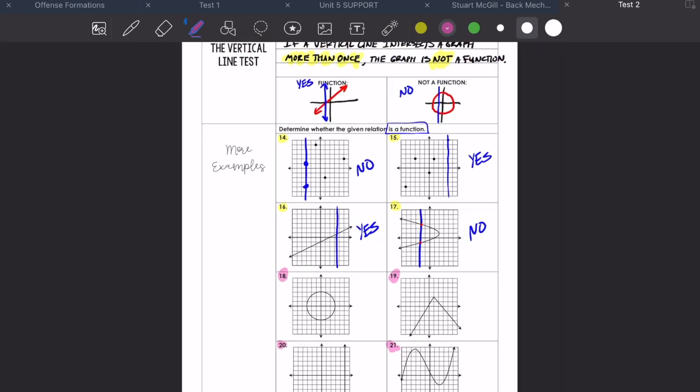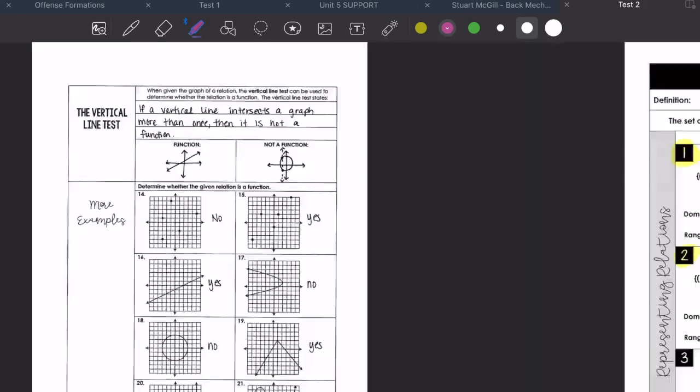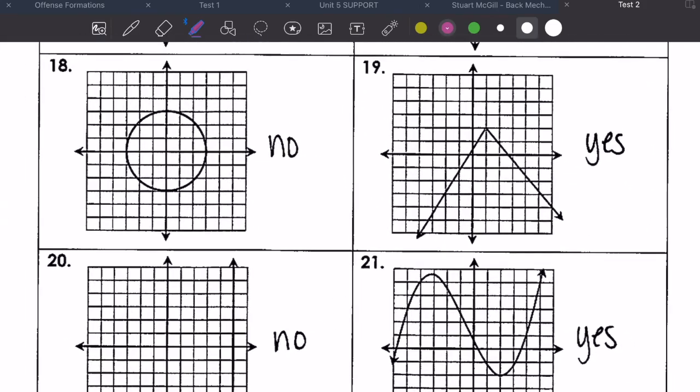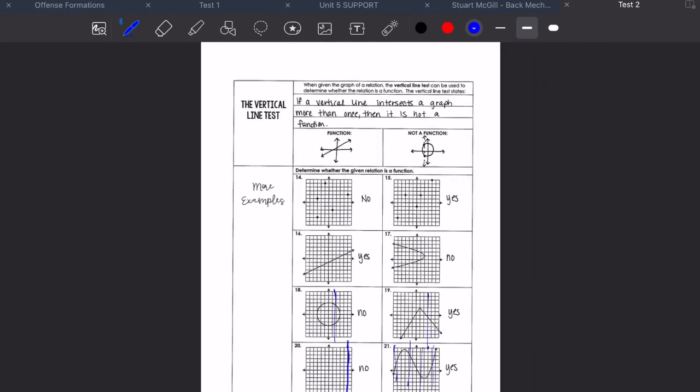All right, now that you're done with that, let's flip over. Let's show you what the answers are on 18, 19, 20, and 21. What you should see is a vertical line with 2 points that it crosses. That's a no. Here, you cannot draw a line like that. Here, the vertical line literally hits all of the points on that graph, so that's a no. And here, it doesn't matter what vertical line you draw, so it should be a yes.